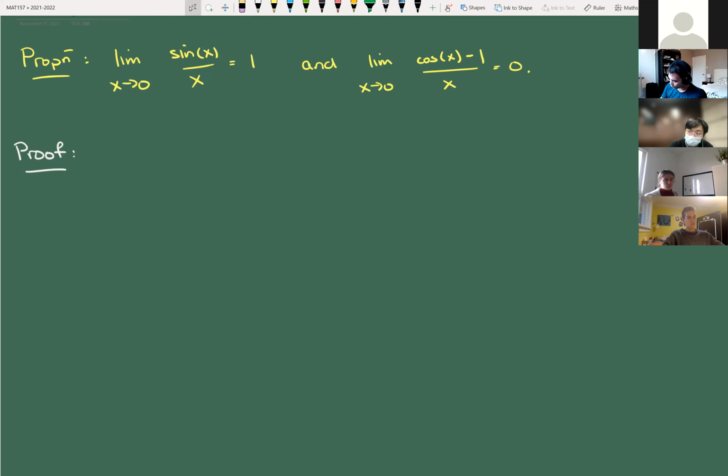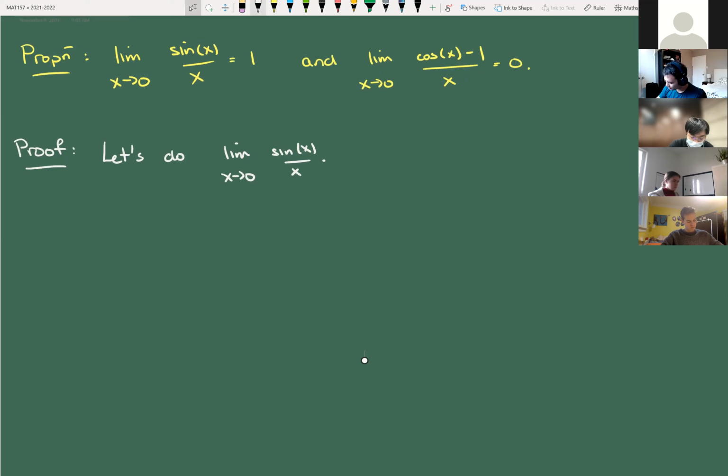So for the proof of the first one, the limit as x approaches 0 of sine x over x. To do this, it's just geometry, right? And we can't avoid geometry. We would like to eventually not have to draw pictures to do stuff. But before we can do that, we need to build up enough tools, right? So let me draw, I need some colors here.